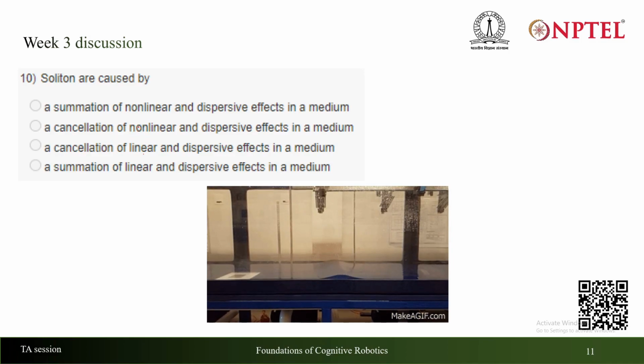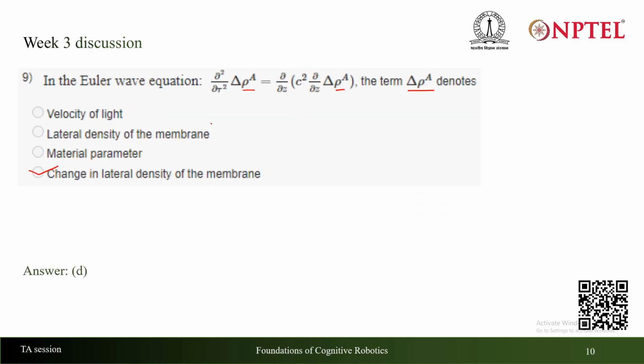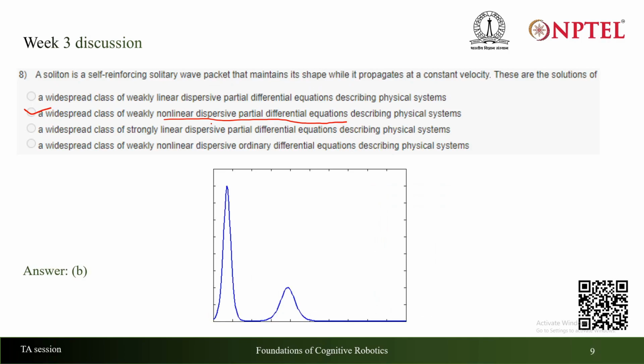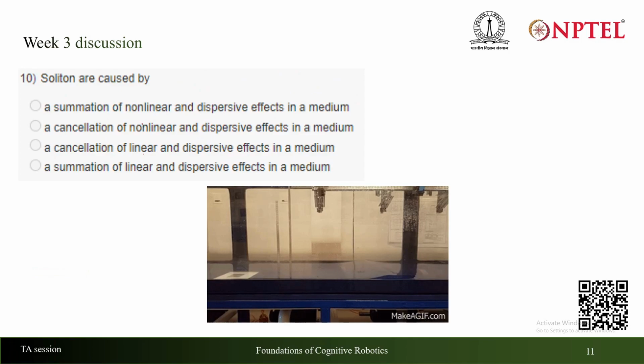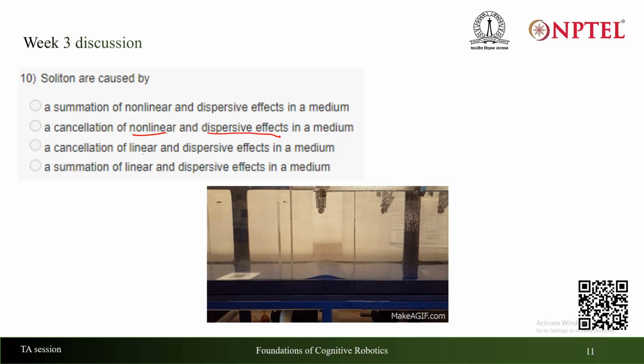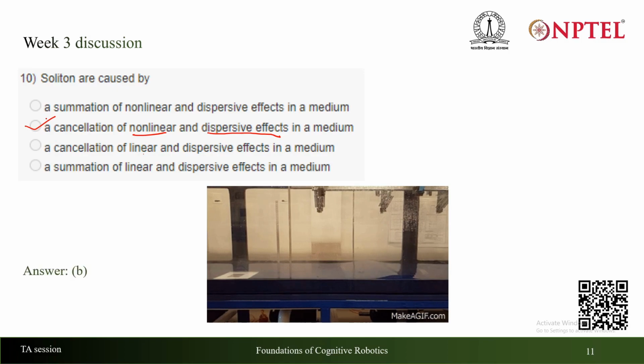And like we mentioned before, it is a solution of a weakly nonlinear and dispersive partial differential equation in question 8. So therefore it is a cancellation of nonlinear and dispersive effects, and hence you can see only one wave. So the right answer is B for this question.